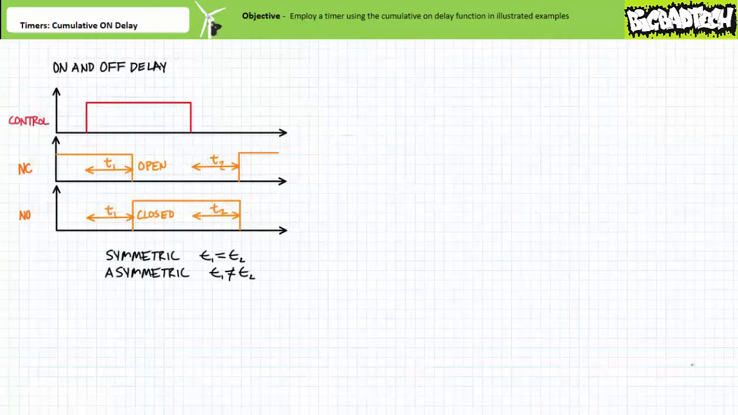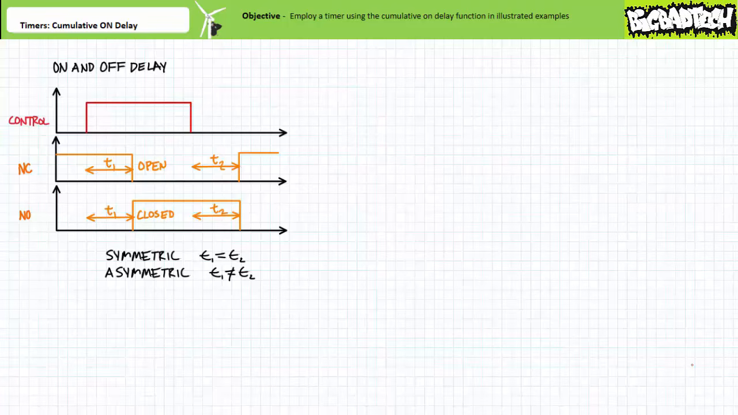Compare this behavior to a timer executing the on and off delay function. A timing diagram of a timer executing the on and off delay function would look like this. An on and off delay, as the name implies, executes a combination of the on delay and off delay function. When the controlling input is energized at this instant here, the associated contacts do not immediately switch to their opposite state. The normally closed contact remains closed, and the normally open contact remains open.